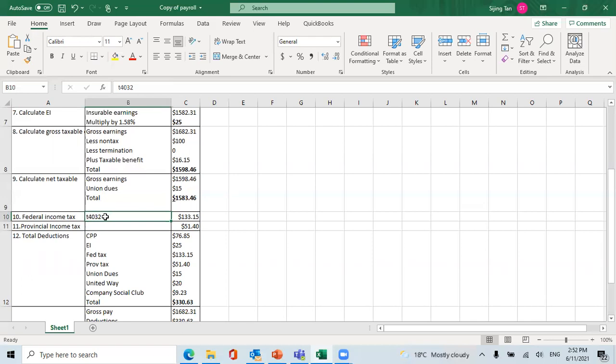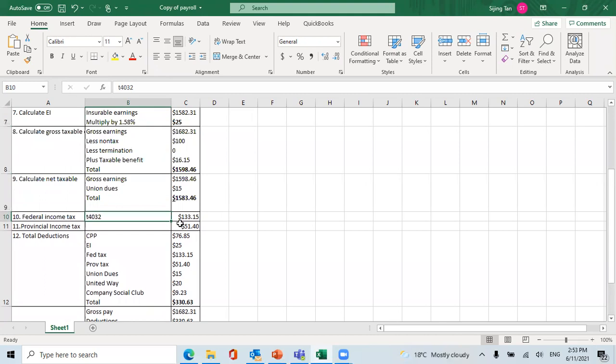You go to T4032, and then you go to previous tax form, and then you click 2020, and then you scroll down to part D, and you find the federal income tax and provincial income tax payable. And then you're just looking for this $1,583.46 as a net taxable income in which salary range. And then you will find, because it's code 2, right? It's CC2. And then you will find out 133.15 is for federal income tax, 51.40 for provincial tax.